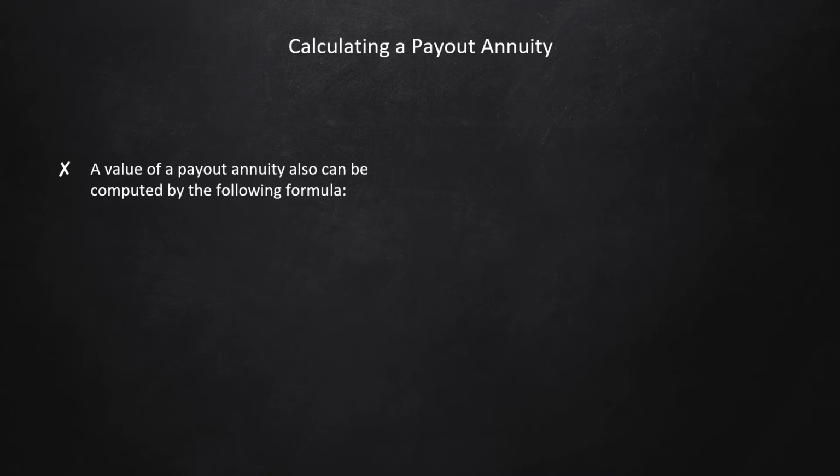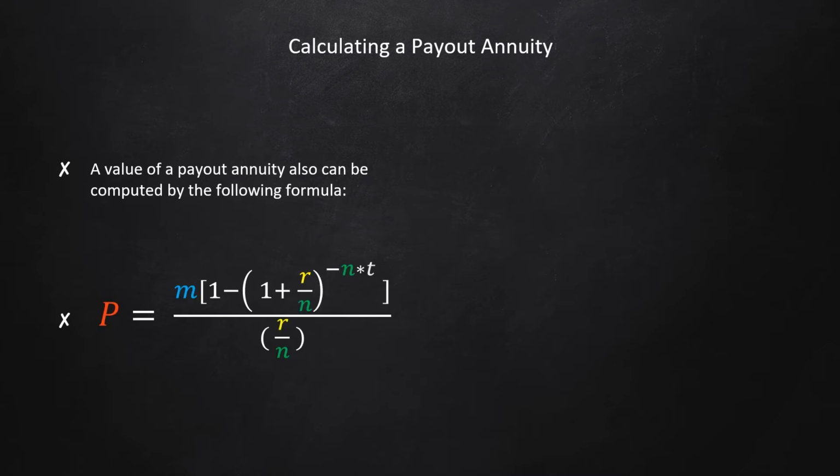We've got another formula. Again, don't memorize this. I've color-coded it this time, though. And our formula is P equals M times 1 minus 1 plus R over N, all to the power of negative N times T, all over R over N.